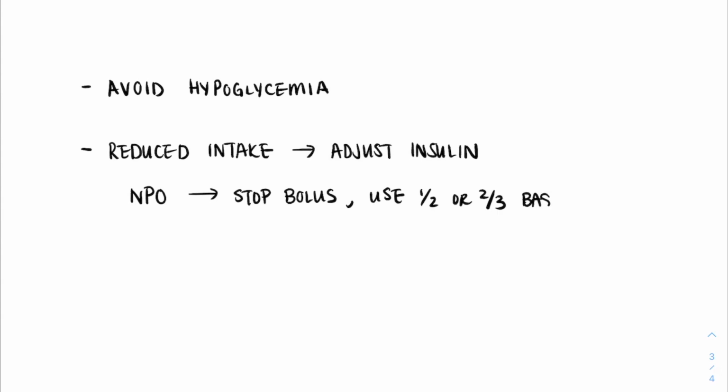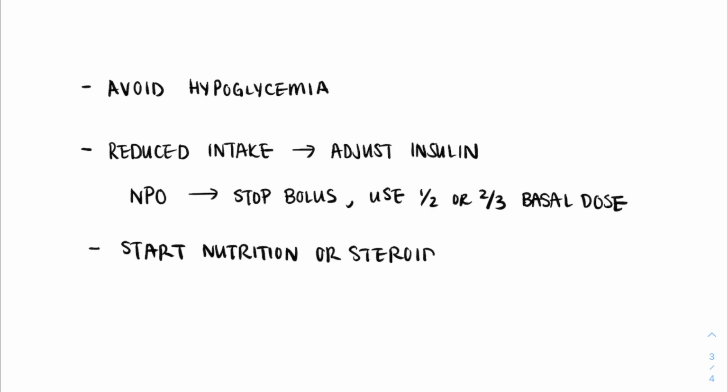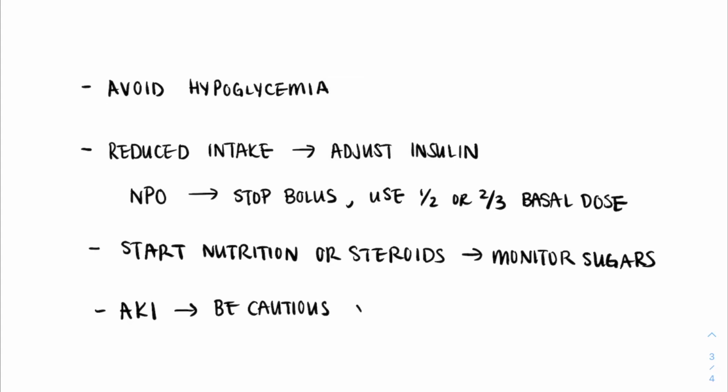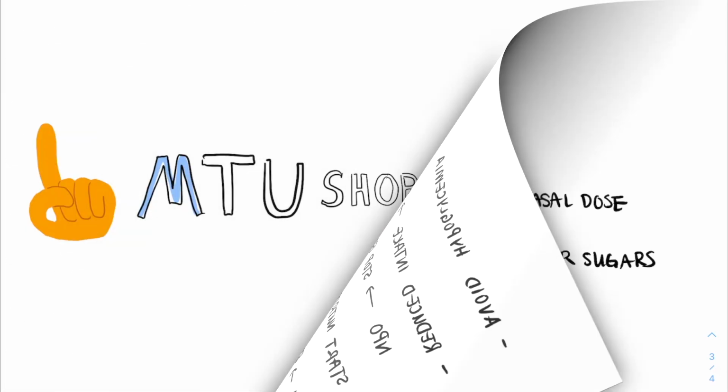In contrast, you can also anticipate when patients may have an increased insulin requirement, and this could be in situations where you're either starting more nutrition or you're starting therapies such as steroids, which often cause hyperglycemia. In that setting, make sure you monitor sugars closely. And finally, remember that insulin is cleared by the kidneys, and so in a setting of acute kidney injury, be a little bit more cautious with insulin and realize that insulin may accumulate over time in the body. Remember that practice makes perfect, but hopefully this helps you get started.